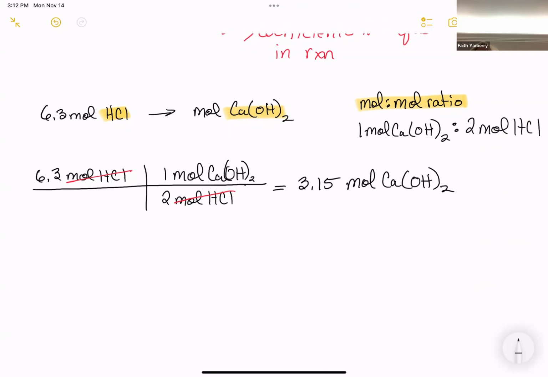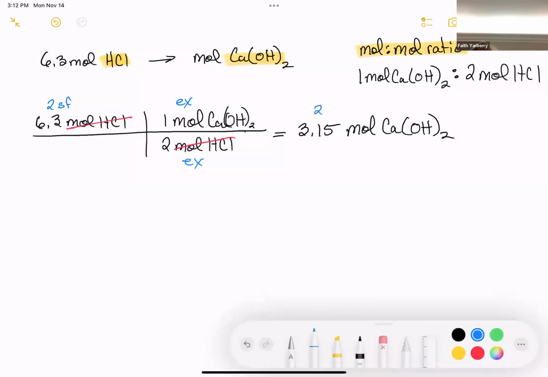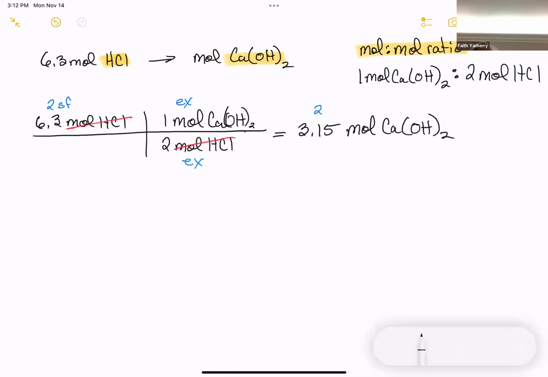And if I'm recording this according to sig figs, my starting number has 2 sig figs and mole to mole ratios are exact values. So therefore my answer should have 2 sig figs. I would have to record this as 3.2 moles of calcium hydroxide.